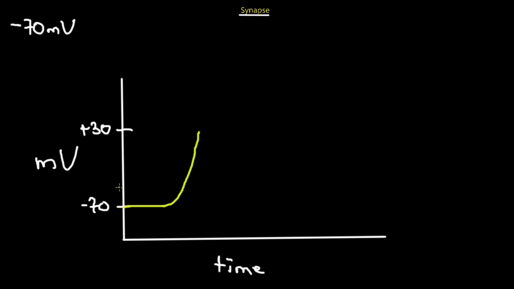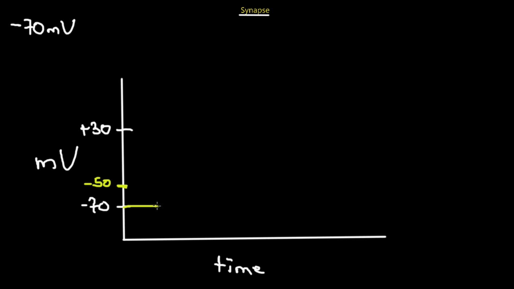And then once it crosses this -50 threshold, it is going to cause an action potential. But it has to reach this threshold, because if the stimulus is not strong enough and it reaches just underneath it, an action potential is not going to occur. So these little stimuli are not going to cause an action potential.